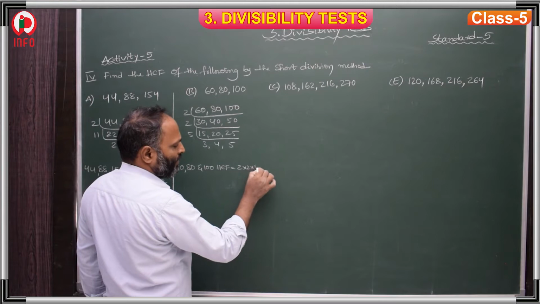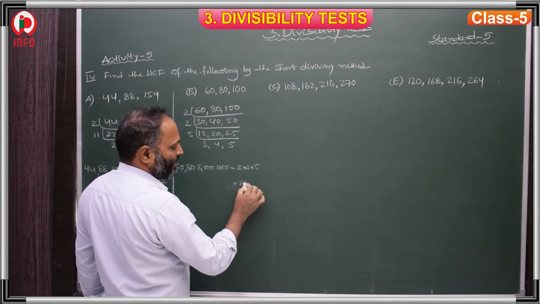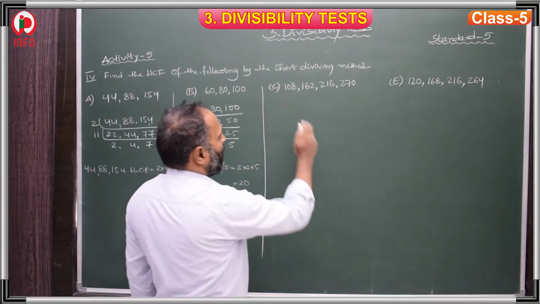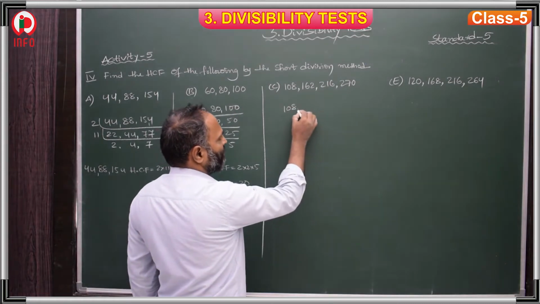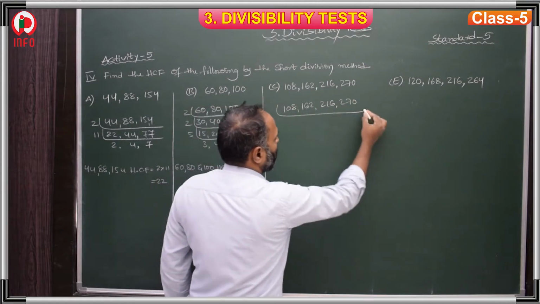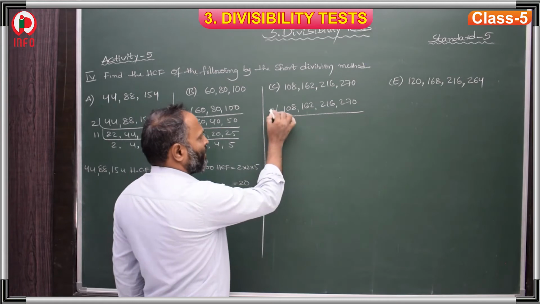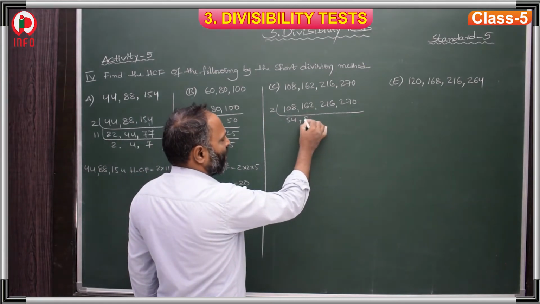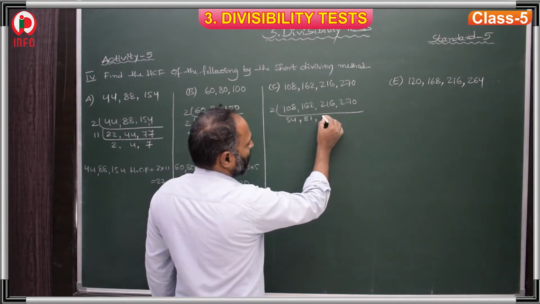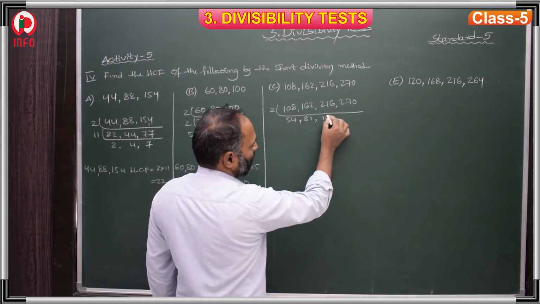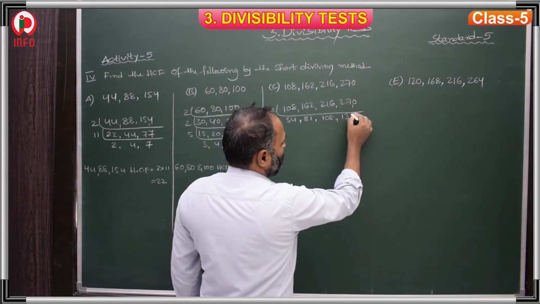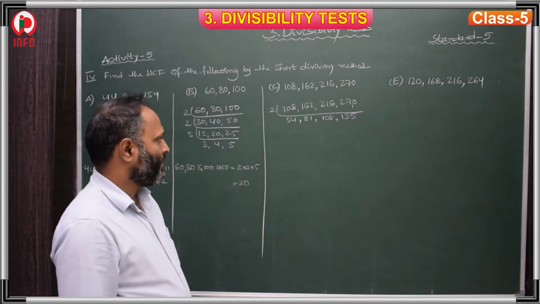2 into 2 into 5: 2 2s are 4, 4 5s are 20. 20 is the HCF. Now these four numbers: 540, 432, 324, 270. All are even numbers. First we take 2. 2 270s are 540, 2 216s are 432, 2 162s are 324, 2 135s are 270.